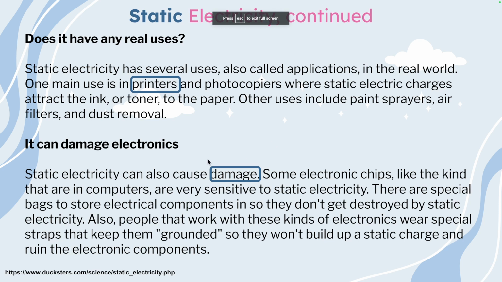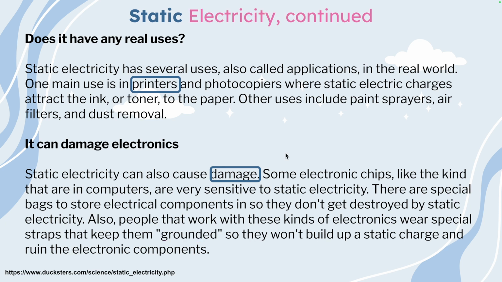On the flip side, there can be some negative results of dealing with static. It can also cause damage. Some electronic chips, like the kind that are in computers, are very sensitive to static electricity. There are special bags to store electrical components in so they don't get destroyed by static. Also, people that work with these kinds of electronics wear special straps that keep them grounded. We'll take a look at that word in just a minute, but it's not when you get in trouble. This kind of grounding keeps them connected to the ground, so they won't build up a static charge and ruin the electronic components.